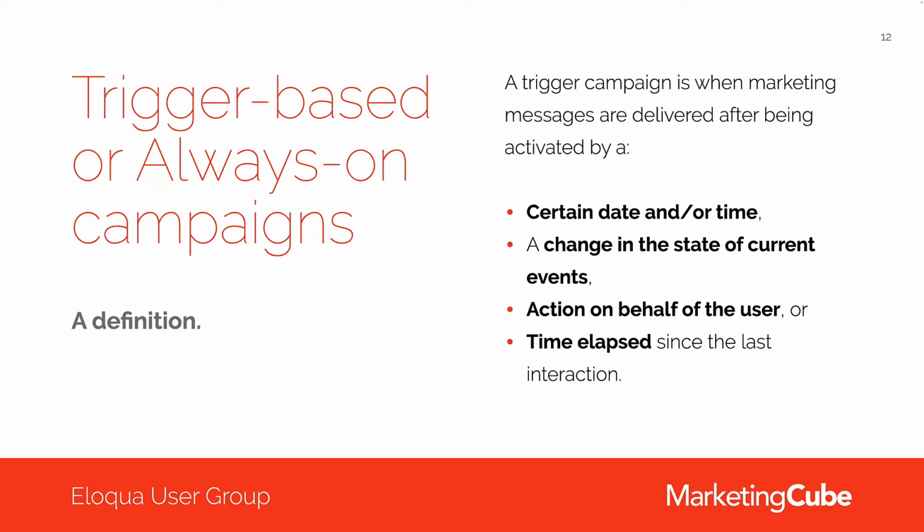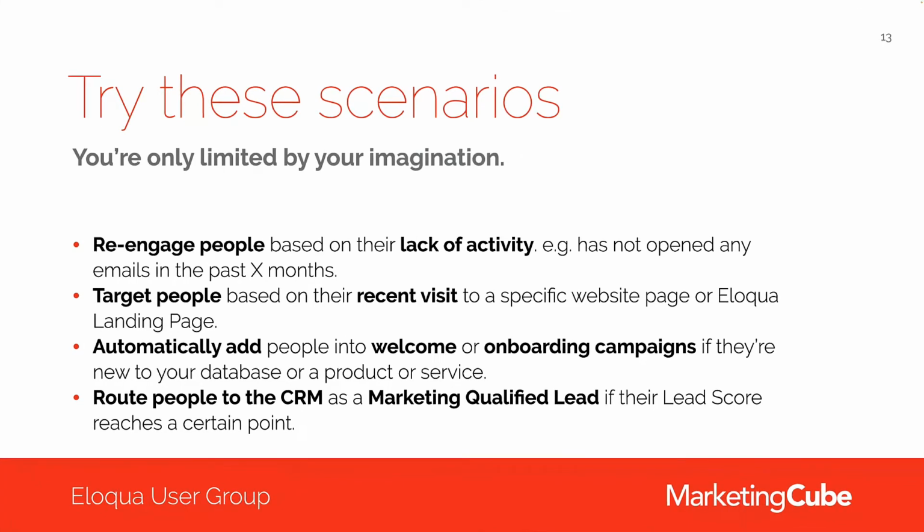So there are a whole range of reasons as to why you may want to reach out to somebody based on time elapsed. So that's a definition of what it is, but what are some scenarios that you may use to have people enter into your campaign? Now, I say here you're only limited by your imagination, and I've got 4 bullet points. We potentially could go on forever and have lots of bullet points, but some of the more common triggers that I see for clients and even ourselves here at Marketing Cube using.